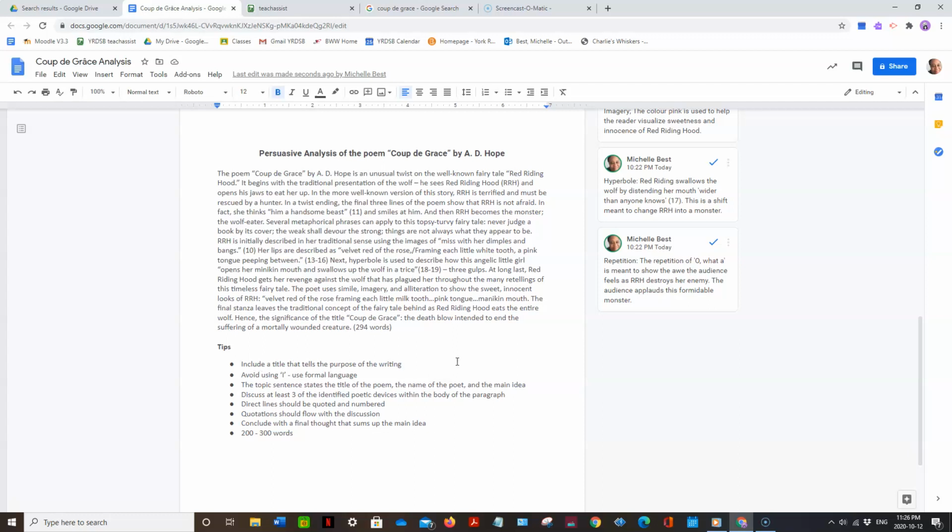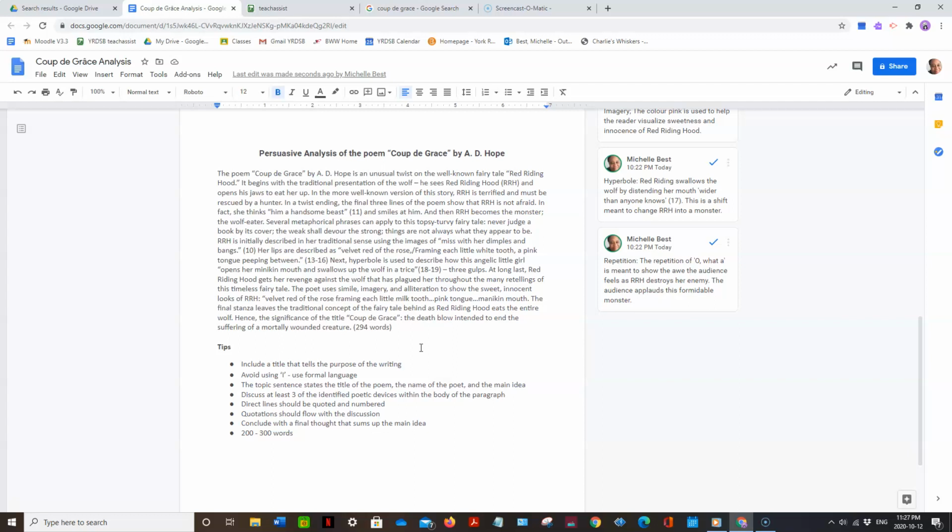It includes a title that tells the purpose of the writing. So this is a persuasive analysis of the poem, Coup de Grace by A.D. Hope. Avoid using I, use formal language. The topic sentence states the title of the poem, the name of the poet, and the main idea. So for example, the poem, Coup de Grace by A.D. Hope, is an unusual twist on the well-known fairy tale Red Riding Hood.